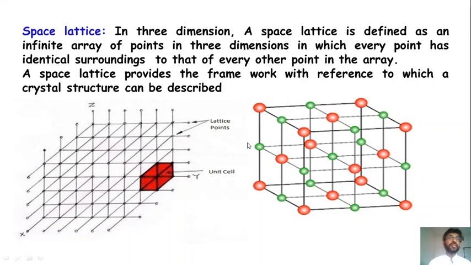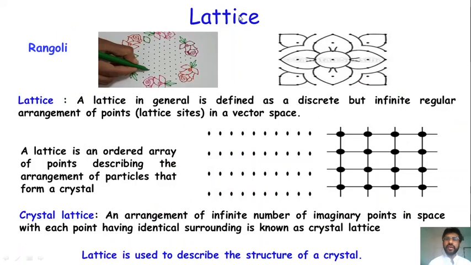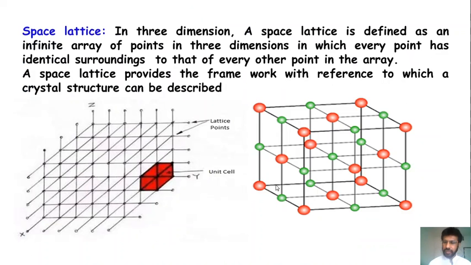Now then, what do you mean by the space lattice? In this figure, this is two-dimensional. But in the case of a crystal, it is generally three-dimensional. So suppose this is the solid. We can see that the picture is in a three-dimensional way. So you should know about the three-dimensional space lattice. In three dimensions, a space lattice is defined as an infinite array of points in three dimensions in which every point has an identical surrounding to that of every other point in that array.